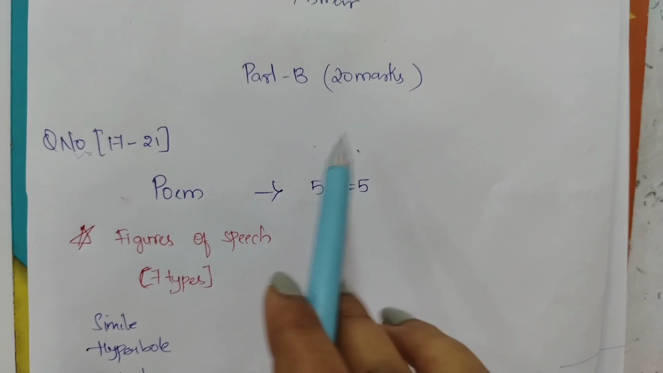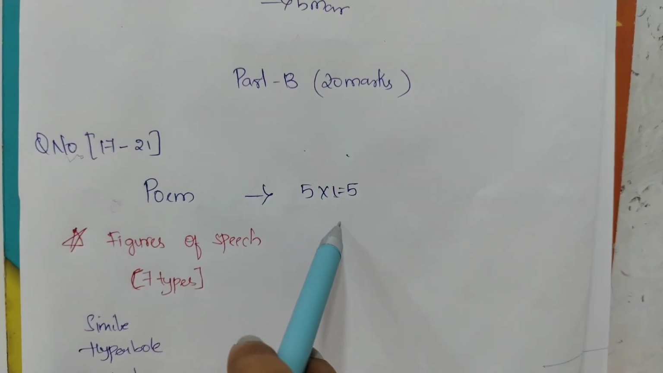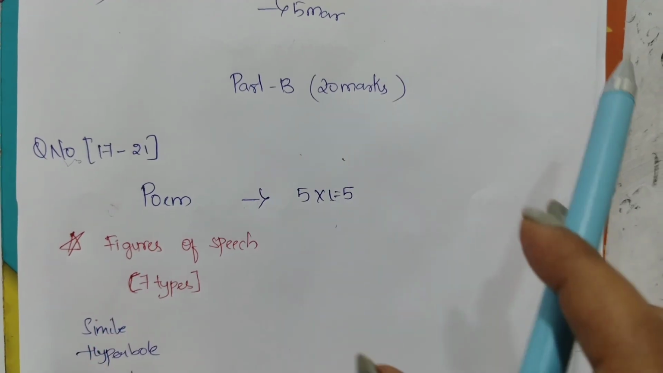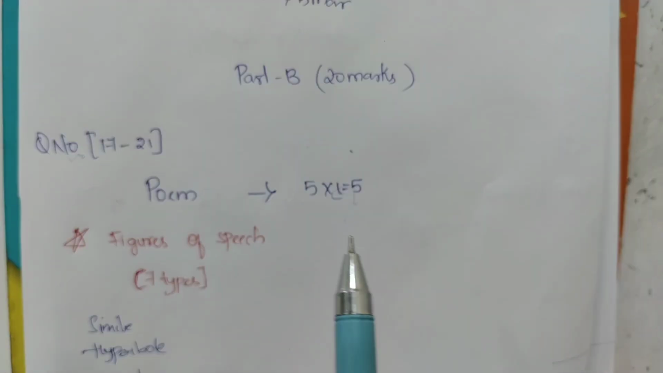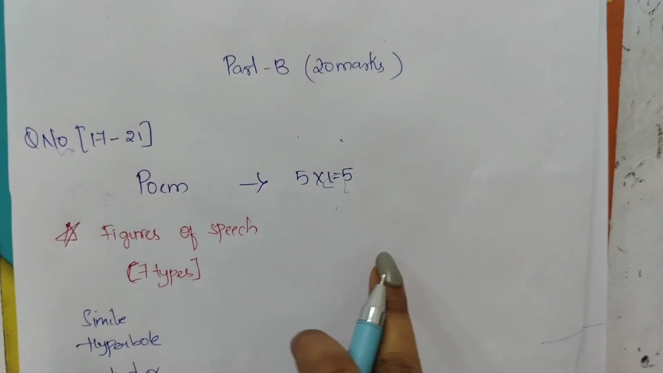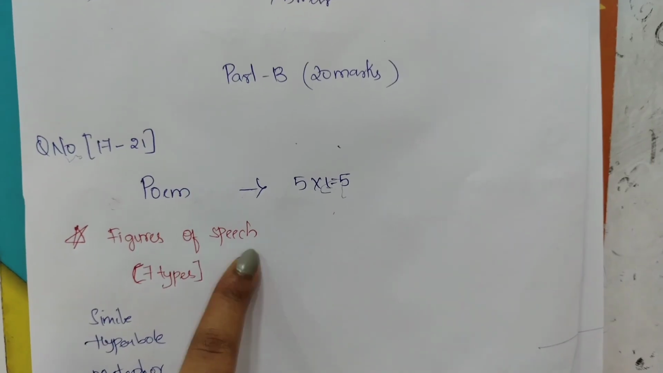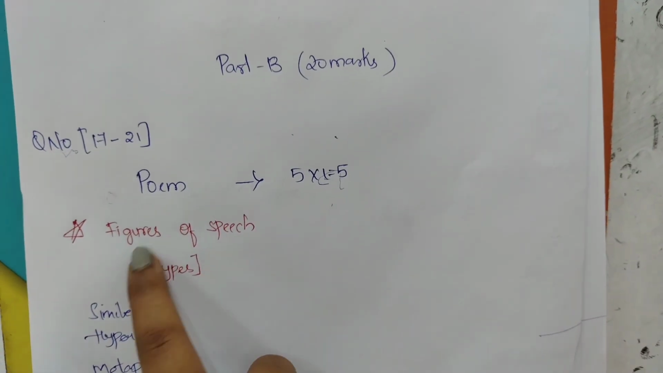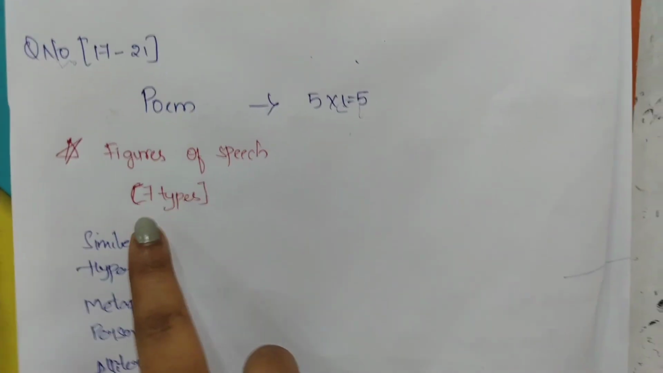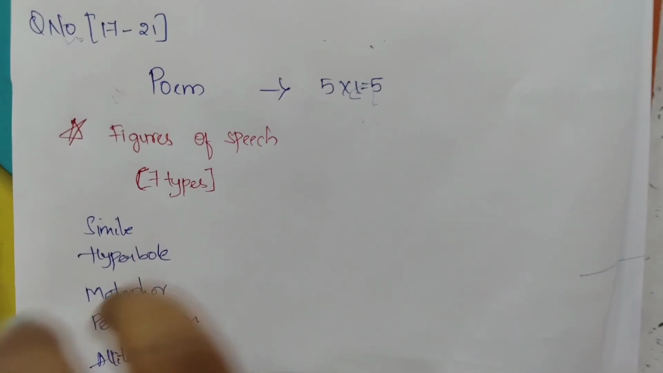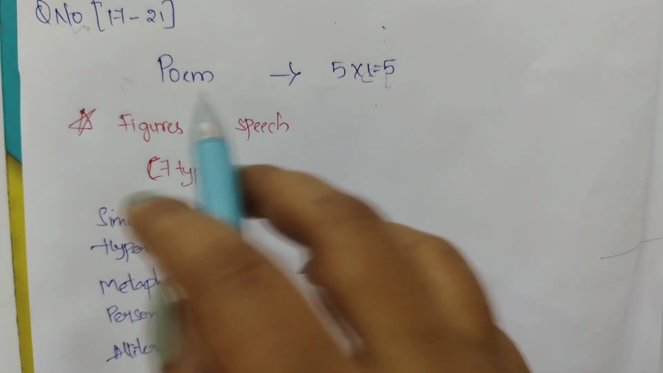In part B, question numbers 17 to 21, we will be having one poem, and you need to answer all 5. There will be 5 questions and each question carries 1 mark. From those questions, one question will be figures of speech. In total there will be 7 types of figures of speech. They'll be asking only these 5, but it is better to learn all the 7 types.